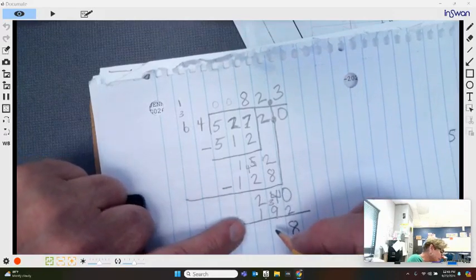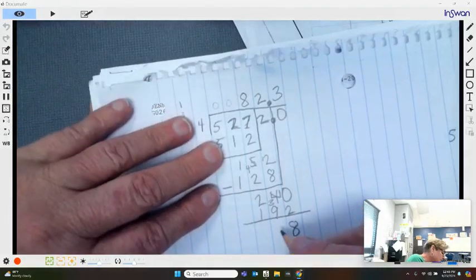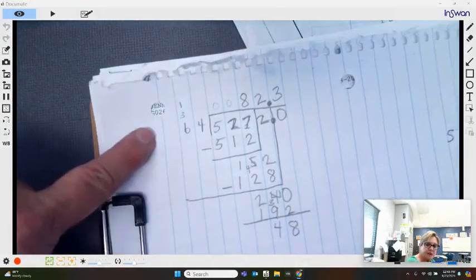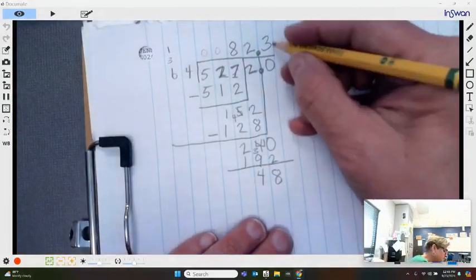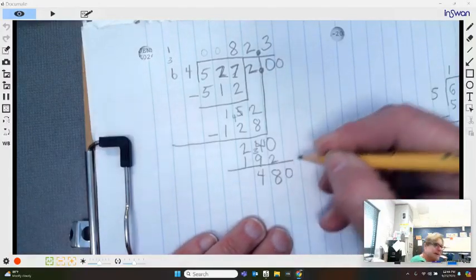23 minus 19, 20, 21, 22 is 4. So that's 48, and 48 is less than 64, so we're good. I'm going to keep going. I'm going to annex another 0 and bring it down.